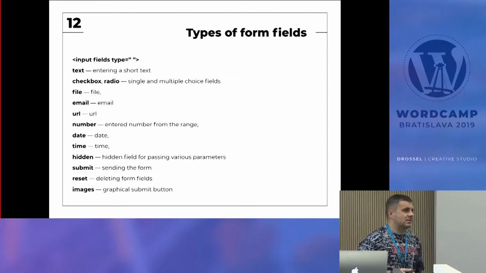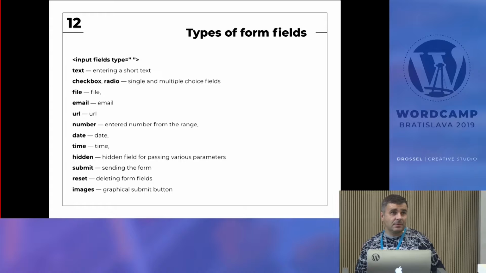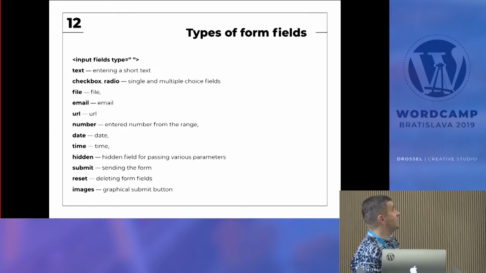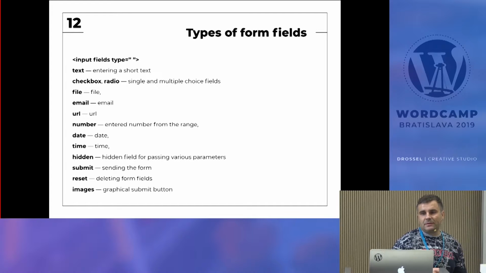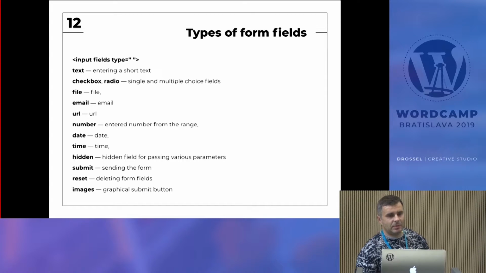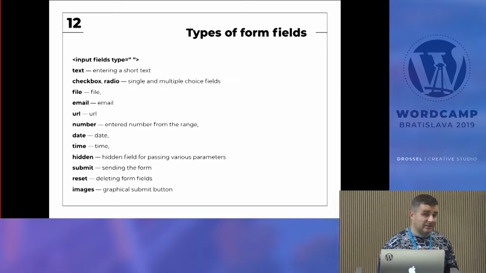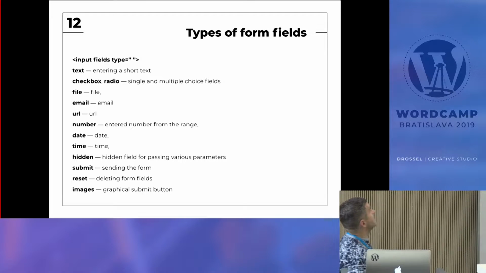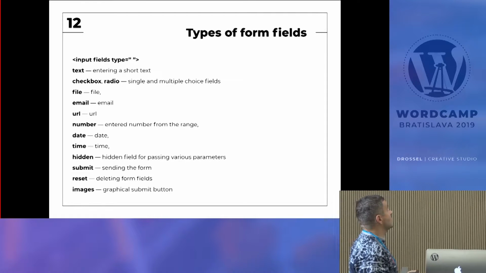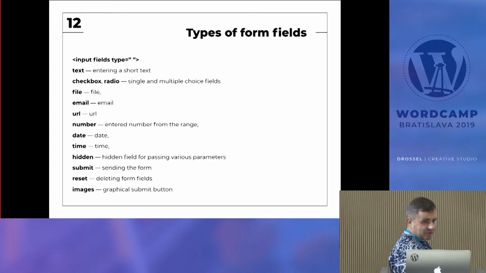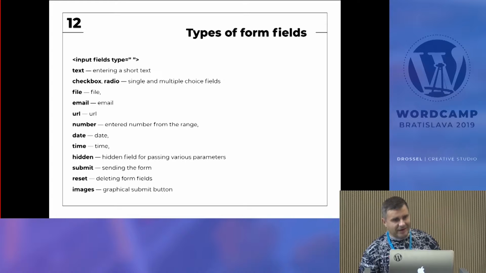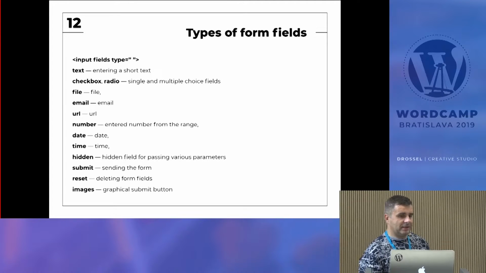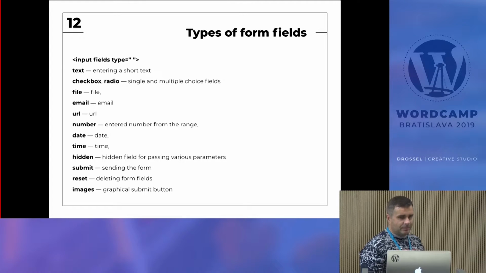Every form has some fields. There's different types of fields. And we talk a little bit about these fields and the type. The most known is a text. It's a text type. It's for entering a short text. We have checkbox and radio for single and multiple choice fields. We can file, email, URL, number, date, time.